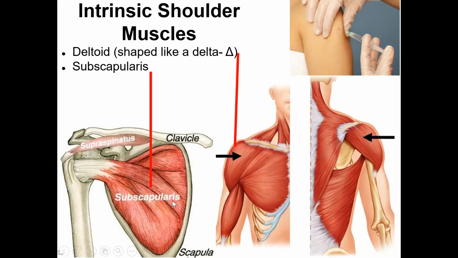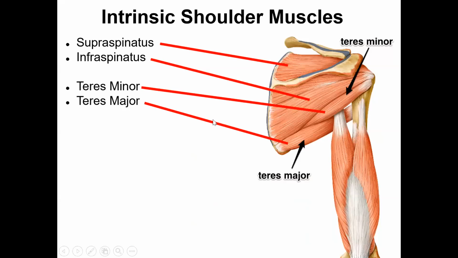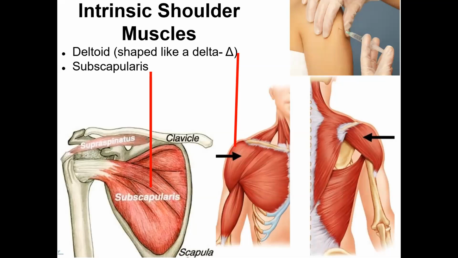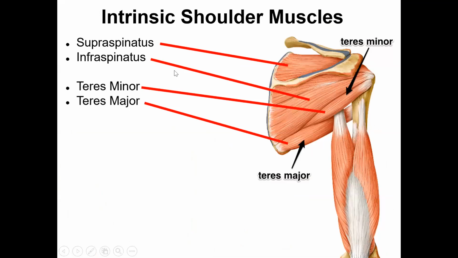So the subscapularis is found in the subscapular fossa. The supraspinatus is found in the supraspinous fossa. And the infraspinatus is found in the infraspinous fossa. And then we can speak about the teres minor and the teres major. Now the four muscles that I want to point out that are involved in what's called the rotator cuff are subscapularis, infraspinatus, supraspinatus, and teres minor.